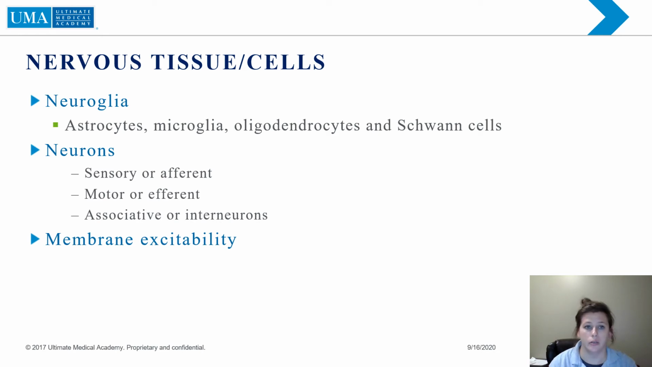The second is the neurons themselves. This includes the efferent or motor neurons that carry messages from the brain and spinal cord to the muscles and glands. Then the afferent or sensory neurons, which receive stimuli from receptor sites in the sensory organs. These sensory organs would be the skin, eyes, ears, nose, and taste buds. And then they carry these messages or impulses toward the spinal cord and brain.